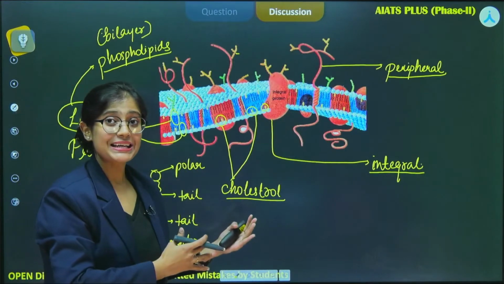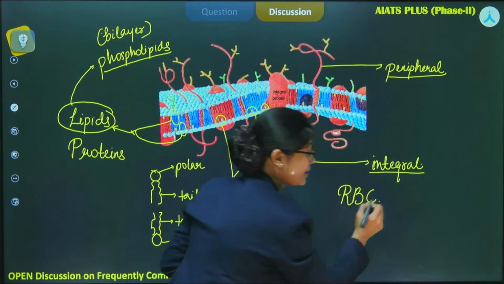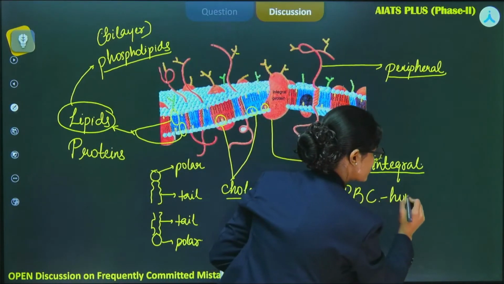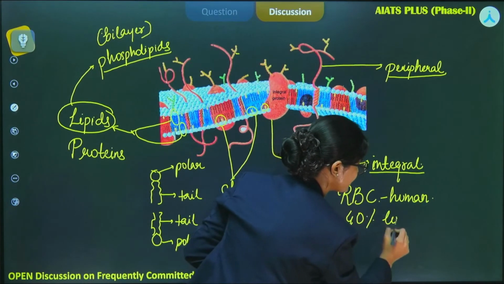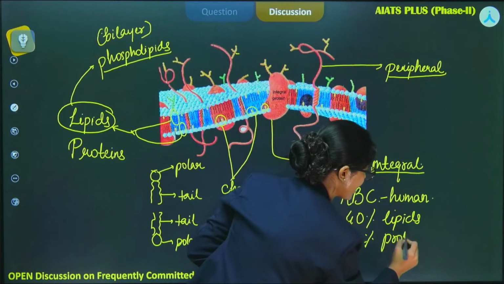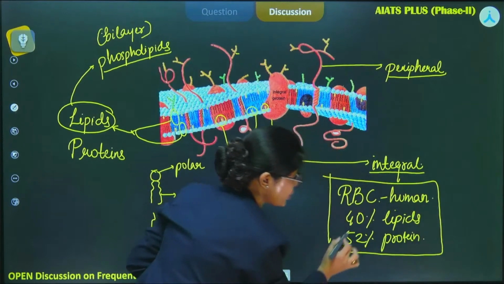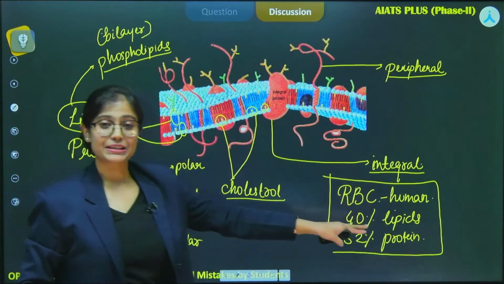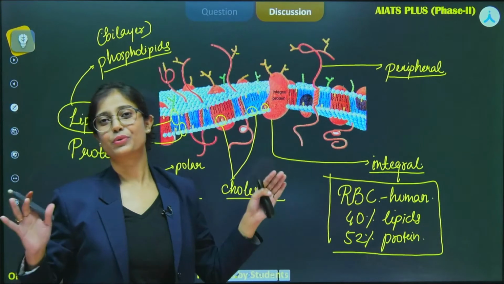So this is the whole idea of a cell membrane or plasma membrane. In which cell was it first evident? It was first extracted from the membrane of RBC or erythrocytes in humans, in which 40% is lipids and 52% is protein. If we talk about the composition of the plasma membrane of RBC, it is composed of 40% lipids and 52% proteins. Please remember these numbers as this has been asked in the NEET exam. 40 for lipids, 52 for proteins. Okay?